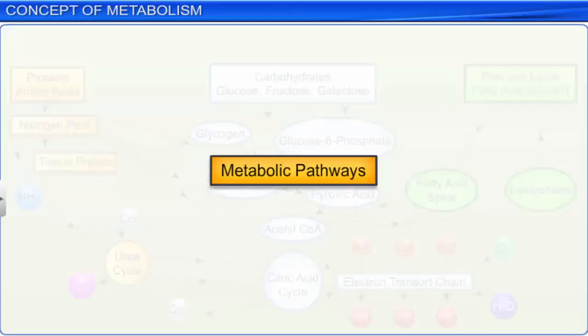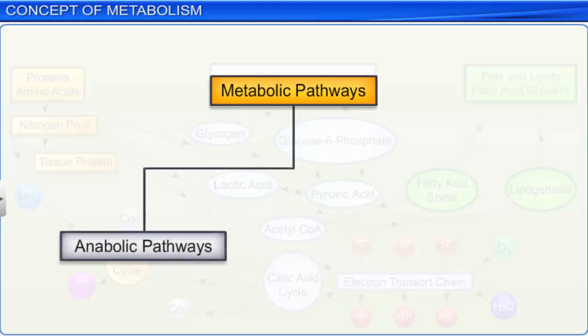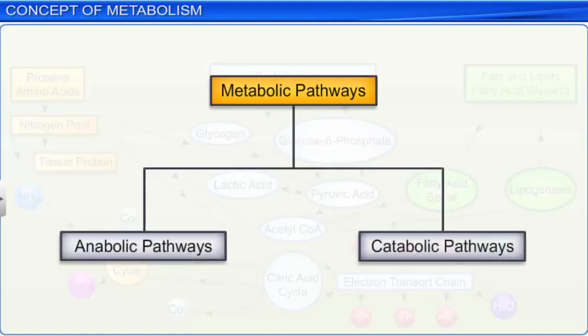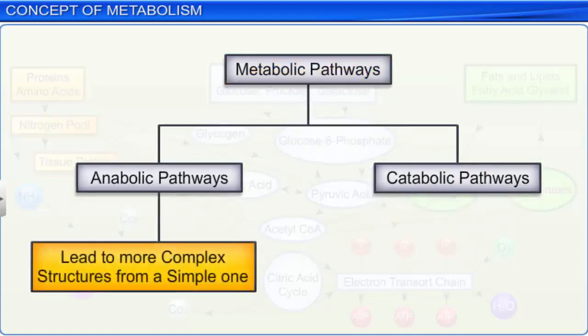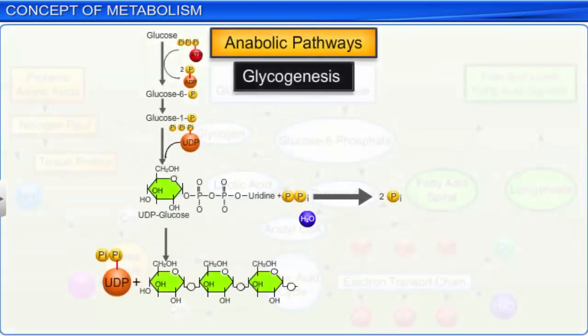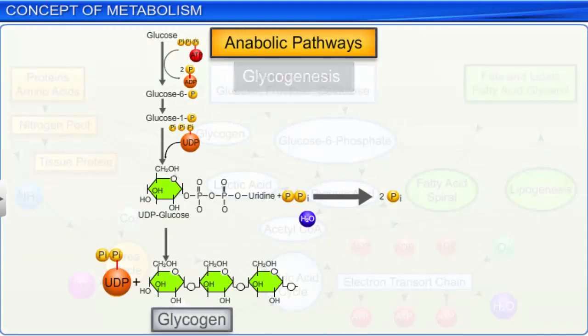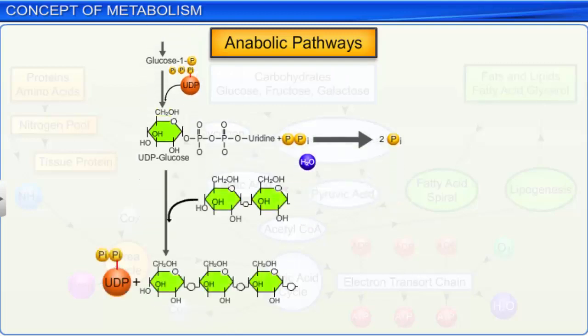Metabolic pathways can be divided into two categories: anabolic pathways and catabolic pathways. Anabolic or biosynthetic pathways lead to more complex structures from a simple one. For example, the process of glycogenesis, which involves the biosynthesis of glycogen from glucose. In other words, glucose molecules are added to chains of glycogen for storage.